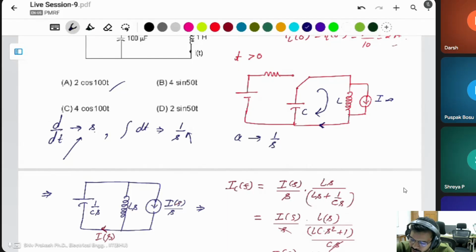If you apply this, I divided into two parts. C, if you take some voltage here, suppose V, then this will be V. In this case, this is C dV by dt.